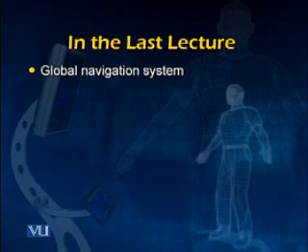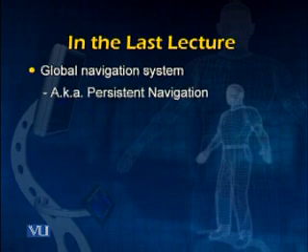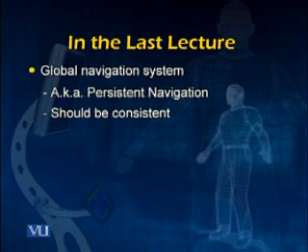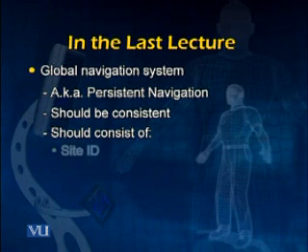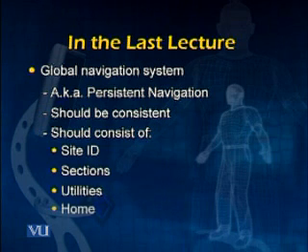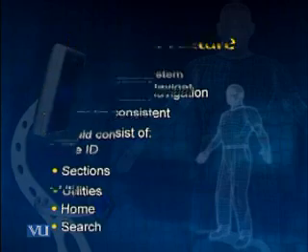A global navigation system is also known as persistent navigation. This global navigation system should be consistent and it should consist of a number of elements, namely site ID, sections, utilities, home and search. तो सबसे पहला क्राइटेरिया ये होना चाहिए कि आपको जो नेविगेशन सिस्टम है ये कंसिस्टेंट होना चाहिए. It should be consistent throughout the whole web application.